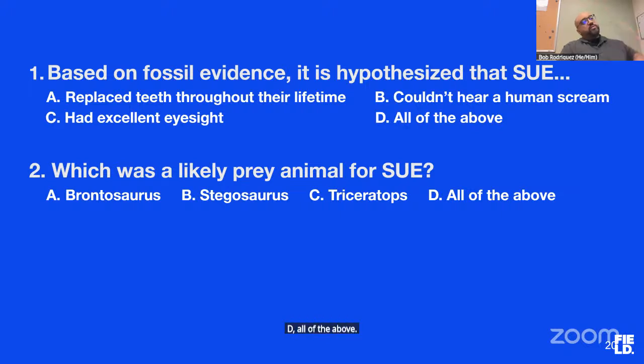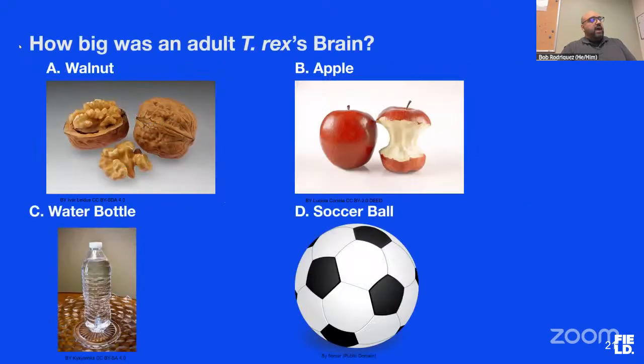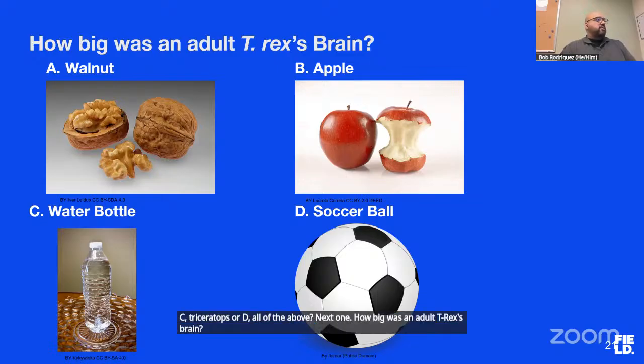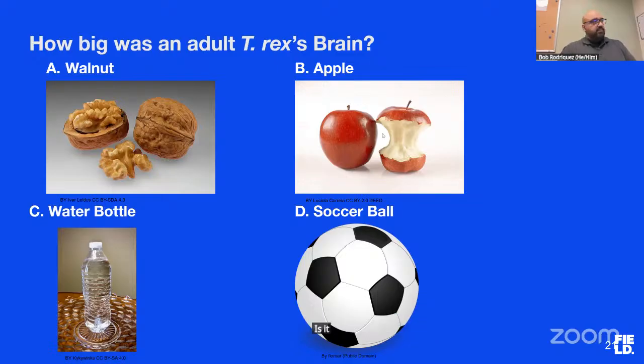2, which was likely a prey animal for Sue? A, Brontosaurus, B, Stegosaurus, C, Triceratops, or D, all of the above. Next one. How big was an adult T-Rex's brain? Is it A, as big as a walnut? B, as big as an apple? C, as big as a water bottle? Or D, as big as a soccer ball?